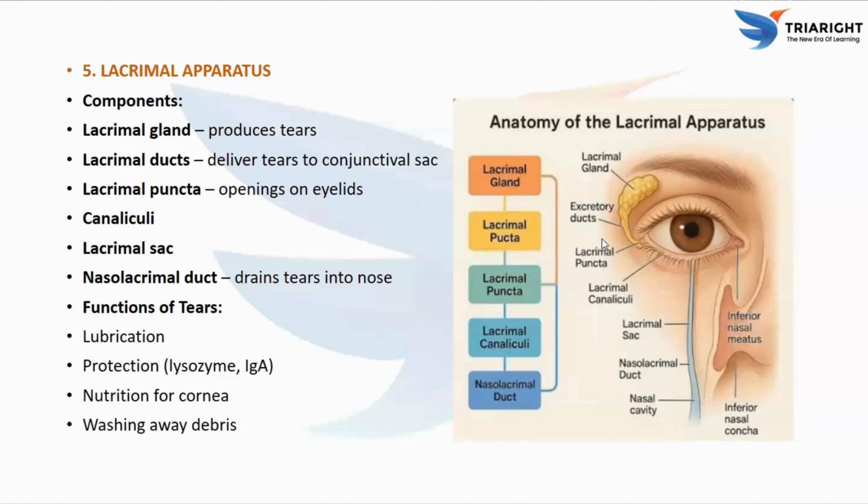So these are the small ducts that carry the tears from the lacrimal gland to the conjunctival sac. So what do they do? They spread the tears across the surface whenever you blink. So these are the delivery pipes for the tears.